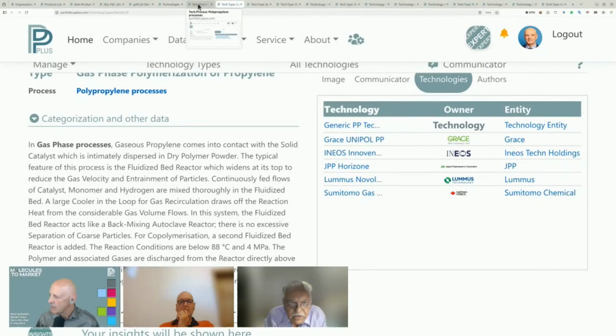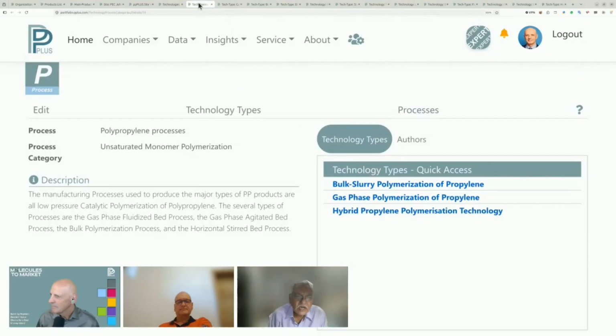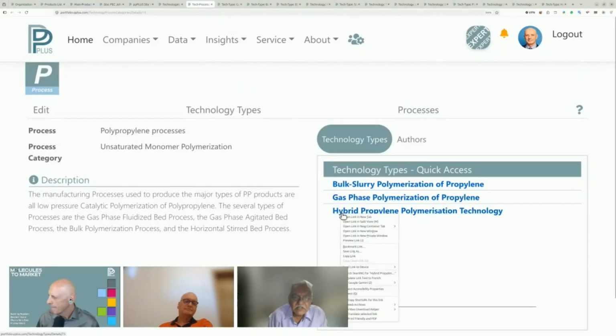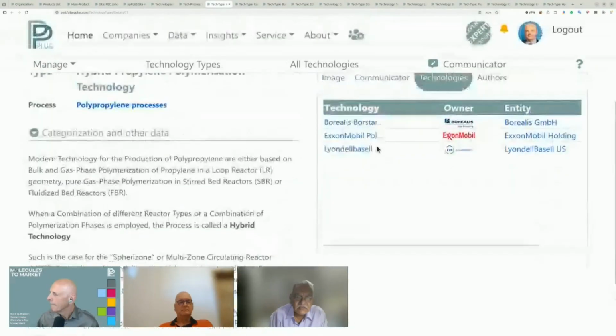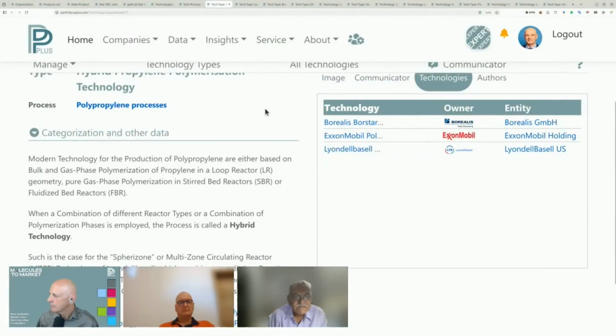JPP, we are familiar with JPP. Lummus. So these three are supplied over India: Lummus, Grace, and INEOS. I'm not familiar with the other generic PP and Sumitomo. Generic is not sourced in India. So there are plenty of technologies available, but if the capacity is large, we have found Grace is a good technology. Then we can go down and see.